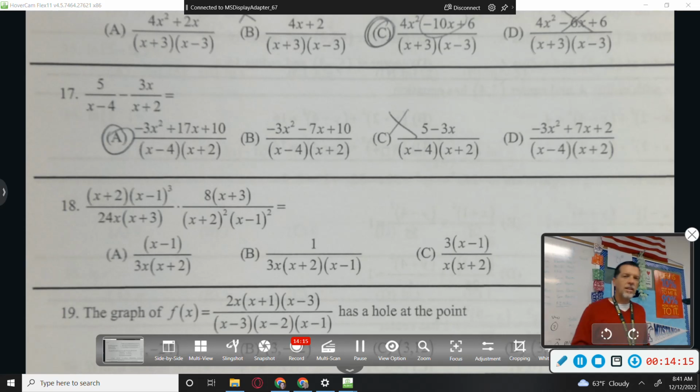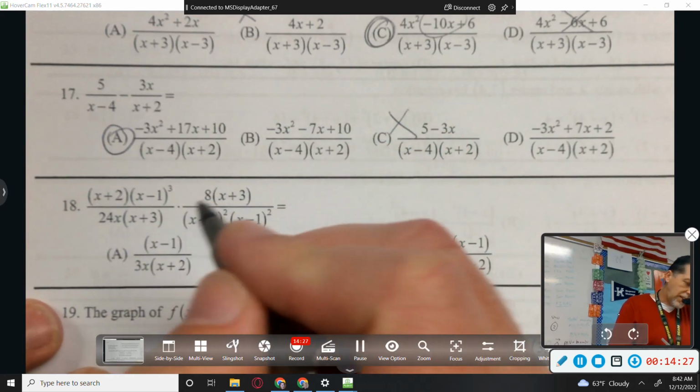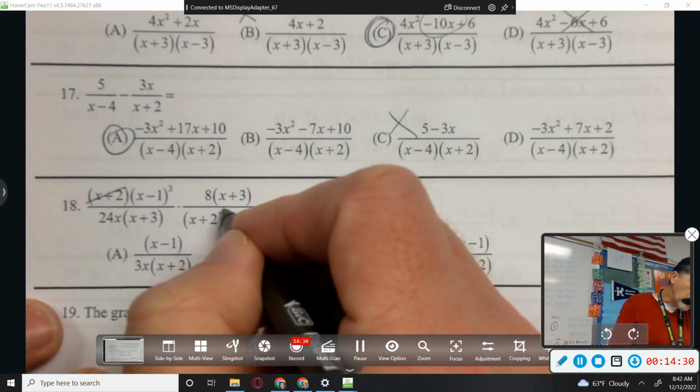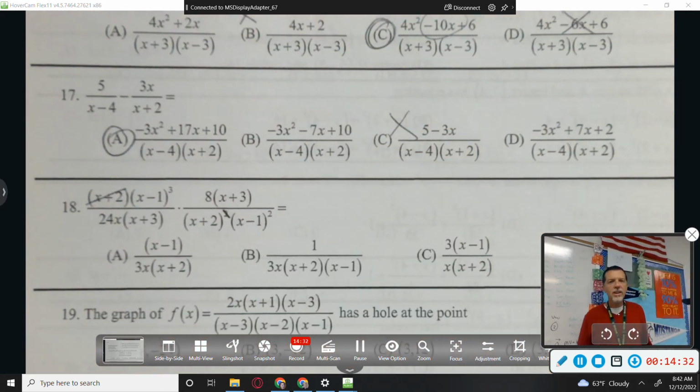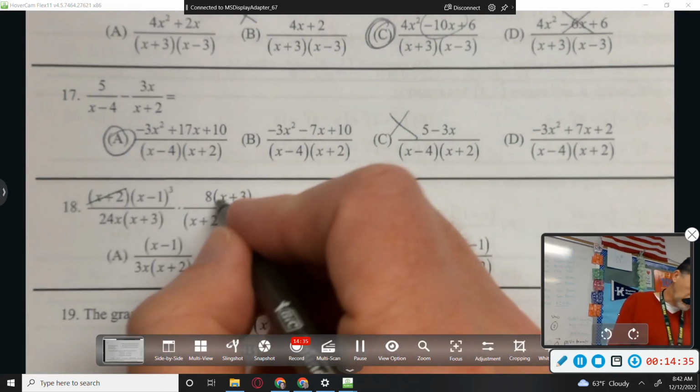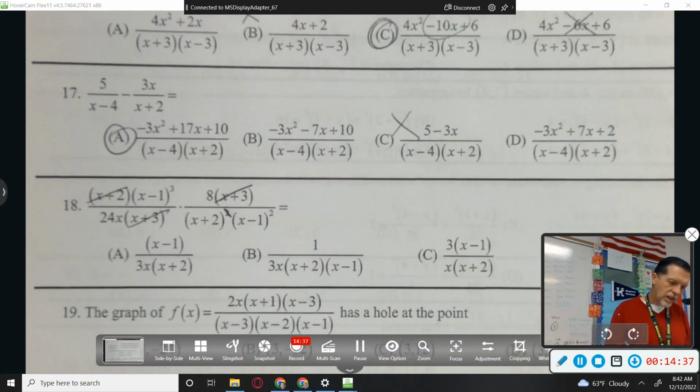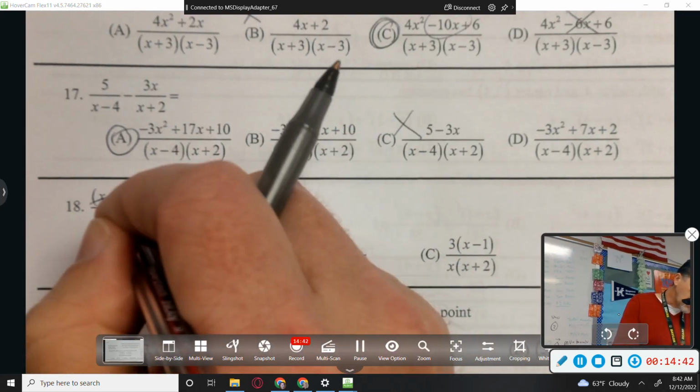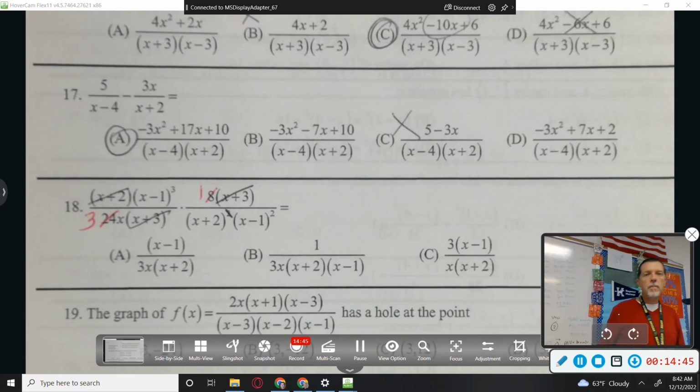Number 18. Do I need to get a common denominator for number 18? No, I'm ready to just start canceling stuff out on number 18. Let's see. X plus 2 and one of the x plus 2s, so be careful there. X plus 3 and x plus 3 will go away. The 8 and the 24 becomes 1/3. The trick on this one is just being neat and keeping up with who's gone and who's left.